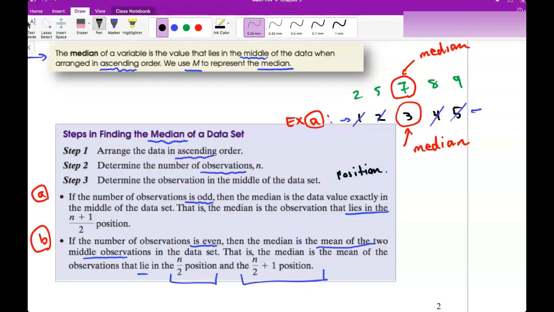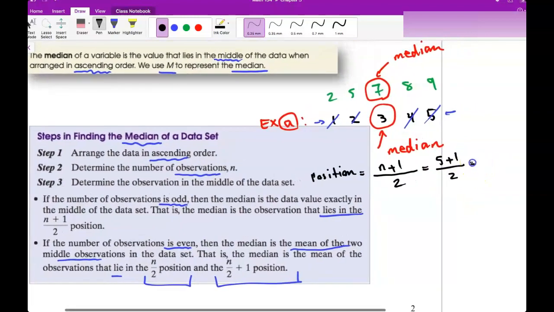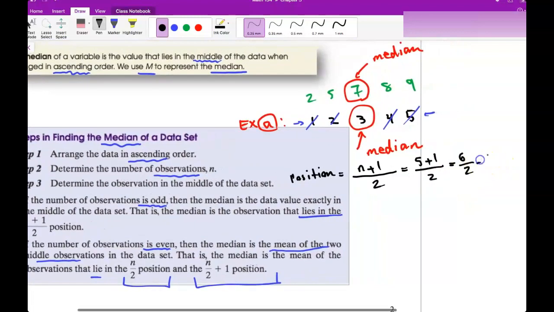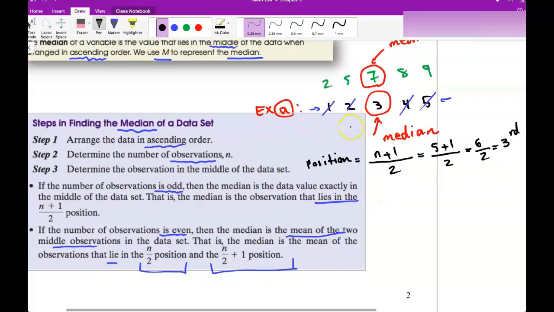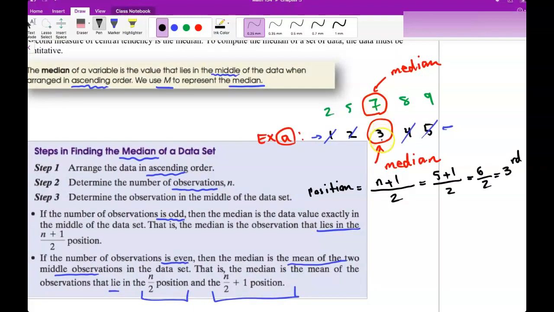So the position is, how many numbers do we have in total here? We have 5 observations, same thing on top. And we're going to use (n plus 1) divided by 2. N is 5, plus 1, so that is 3, which is third place. So for both of these, the position of our median is third place.